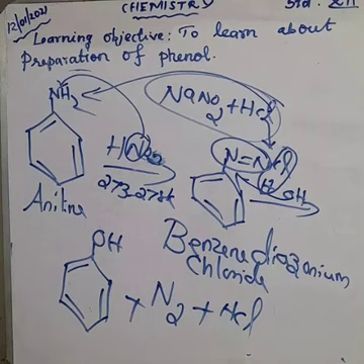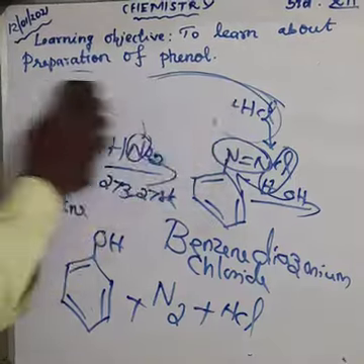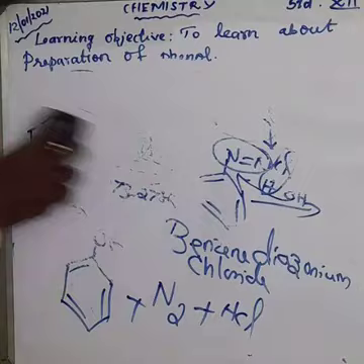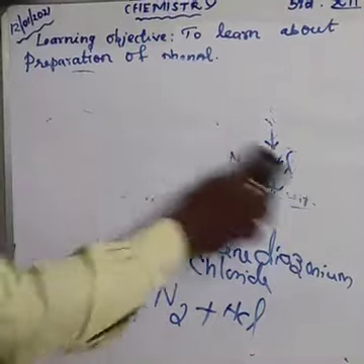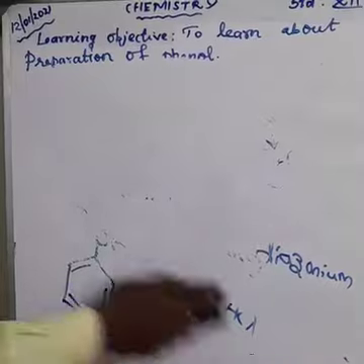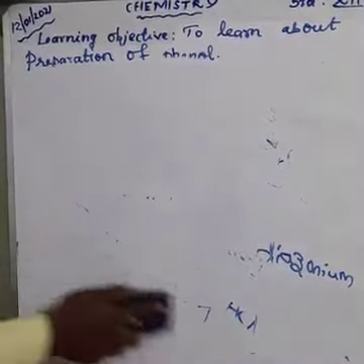The fourth one is: from cumene, how will you prepare phenol? This is the industrial preparation of phenol. A very important question. This is also a problem question, asked in 3 mark questions and maybe in 5 mark questions. Try to learn this question.